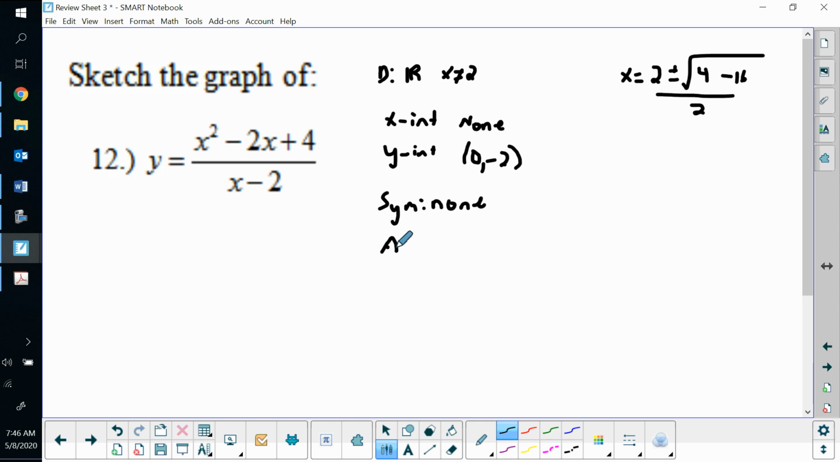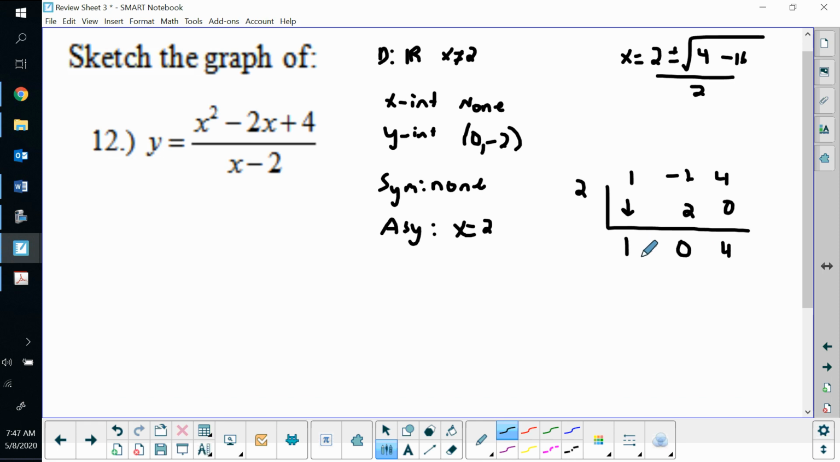And our asymptotes, we will have a vertical asymptote at x equals 2. And then because our numerator degree is 1 more than our denominator degree, we're going to have a slant asymptote. So we've got to do our synthetic division. Out front, we put whatever makes the bottom 0, so we have 2. Drop down the first number, and then you multiply, and then you add. Multiply, and then add.